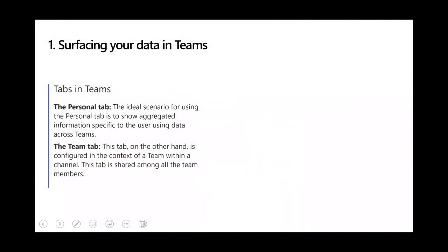The first phase here is surfacing your data in Teams. And one of the ways you can do that is by building a custom tab. We talked about tab early on. It is the canvas that serves as a user interface for your app. Users can pin it within a channel, which is within a team. That is called a Teams custom tab. And then you have a personal custom tab. That is the tab that users can pin in their one-to-one chat.